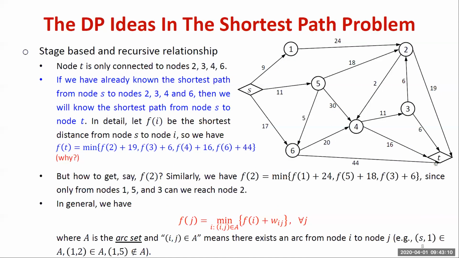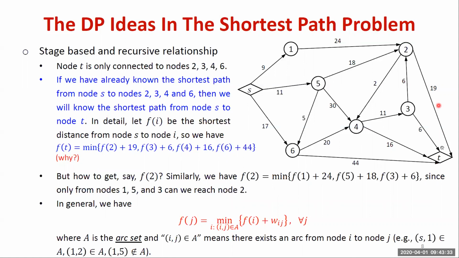Now I want to get to T, and I'm asking what is the shortest path to T. Suppose I use Fi to denote the shortest distance from node S to node i. For example, Ft is the question that I'm asking. If I know Ft, I'm done, right?